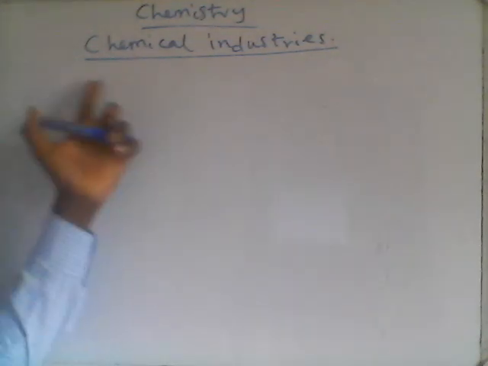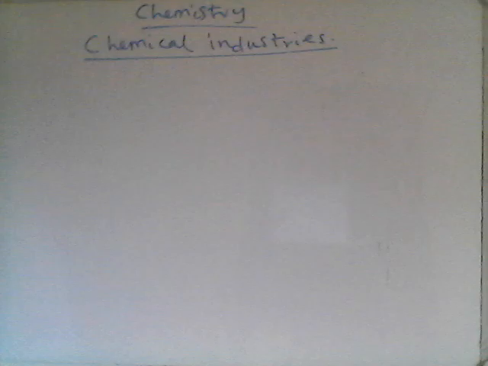So in chemistry today, we'll be looking at chemical industries, and we'll see how most of these chemicals are produced industrially and the processes or the name of the process involved. So today we'll be diving into the Haber process, the contact process, and procedures for manufacturing fertilizers and other chemical products. So sit tight and enjoy the video.